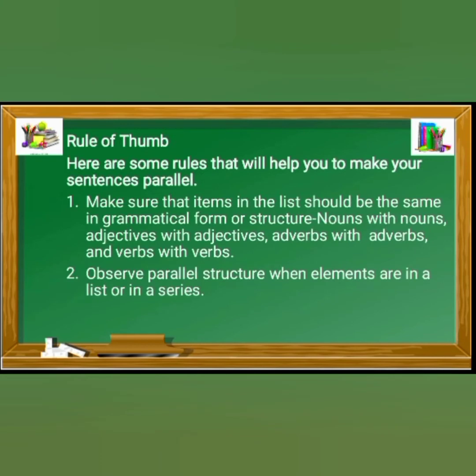This is the rule of thumb. Here are some rules that will help you to make your sentences parallel. Number 1. Make sure that items in the list should be the same in grammatical form or structure: nouns with nouns, adjectives with adjectives, adverbs with adverbs, and verbs with verbs. Number 2. Observe parallel structure when elements are in a list or in a series. Let's take a look at the following examples.